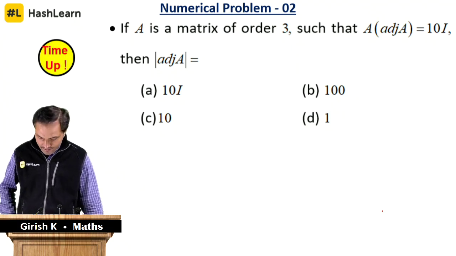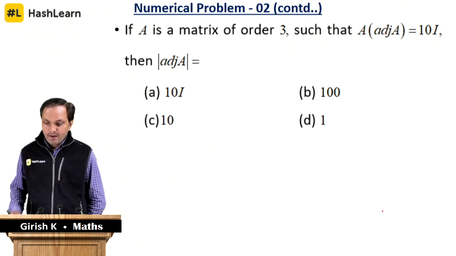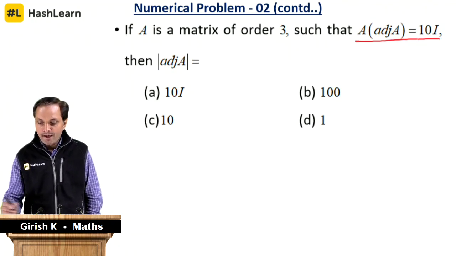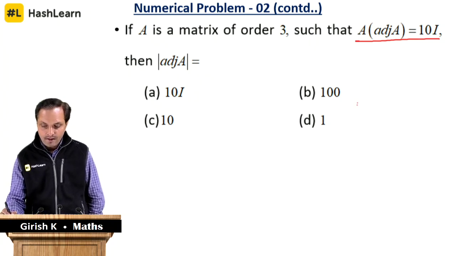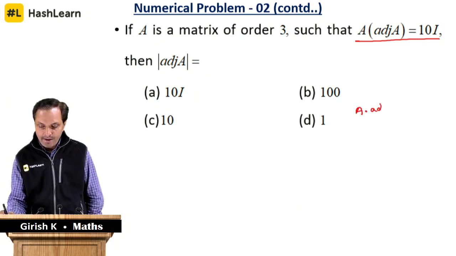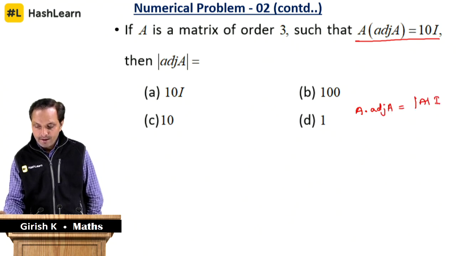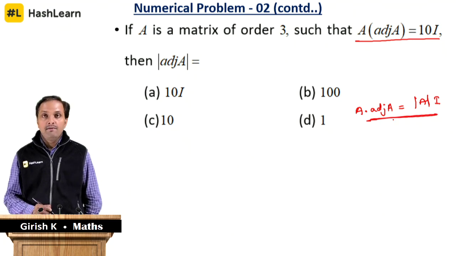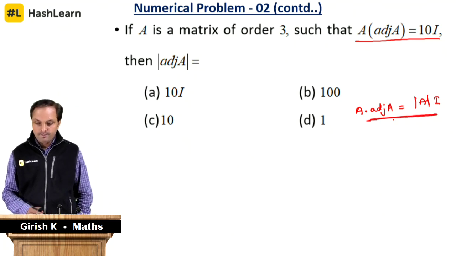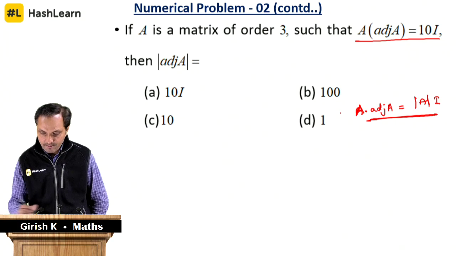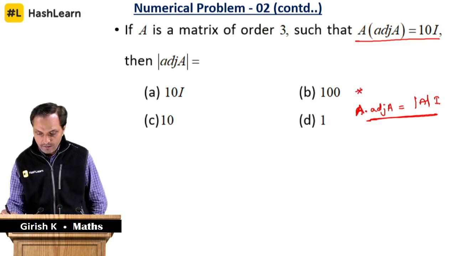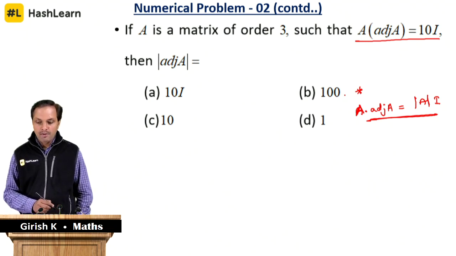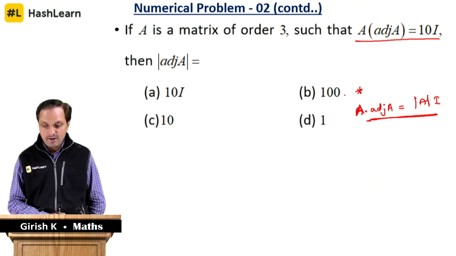Okay. See, here you have A dot adjoint A is equal to 10I. We know this result: A dot adjoint of A is determinant of A into I. This is one of the results which we have learnt in the basics of matrices and determinants. If anyone has not followed, please remember this result. A dot adjoint A is determinant of A into I.